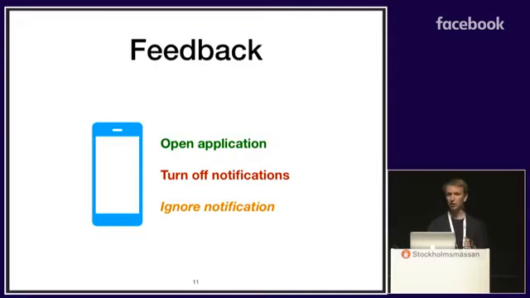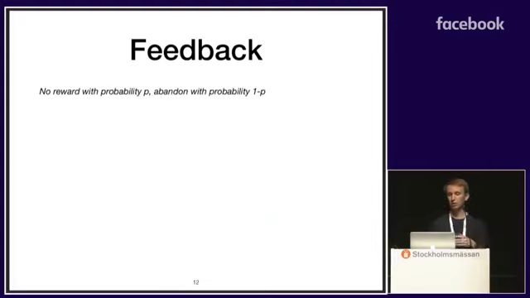Then the final part of our work is about feedback, and here the idea is to think about smartphone notifications. If you send a notification to a user, there's not just two actions. One is opening the application and interacting. The other one is turning off notifications altogether, what we consider abandonment. But the third action is that the user just ignores the notification. So we include this in our model by saying with some probability you just get no reward, but you get to continue. And with probability 1 minus p, if you cross the threshold, the user abandons.